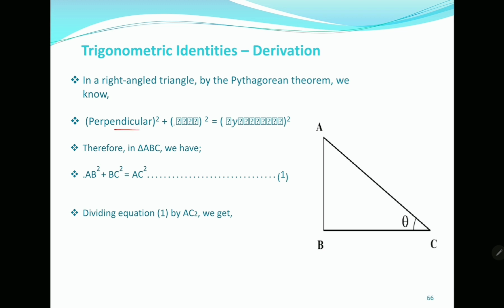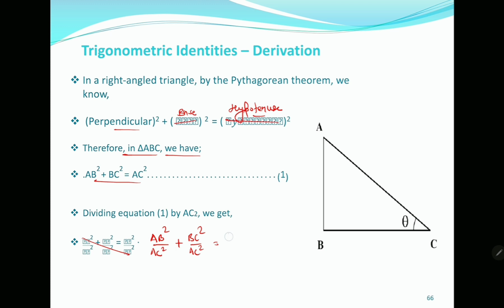In this right angle triangle, perpendicular square plus base square equals hypotenuse square. Therefore, in triangle ABC, we have AB square plus BC square equals AC square. On dividing equation number 1 by AC square, I will have AB square upon AC square plus BC square upon AC square equals AC square upon AC square, which is 1. AB upon AC is opposite upon hypotenuse, and opposite upon hypotenuse is sin theta.